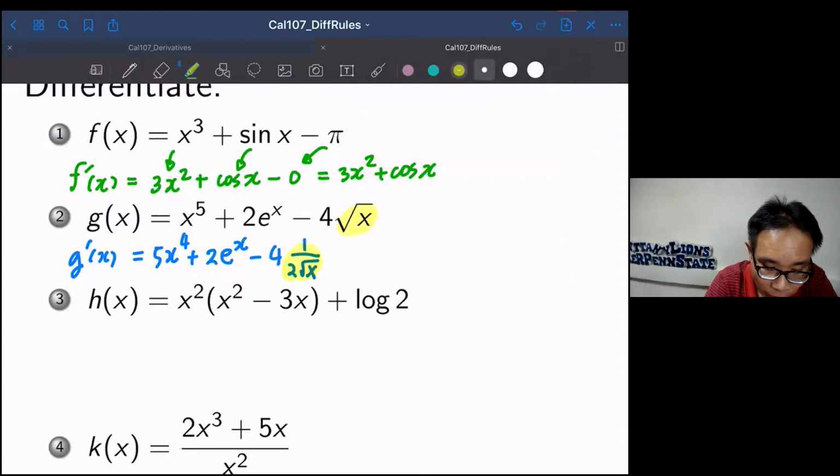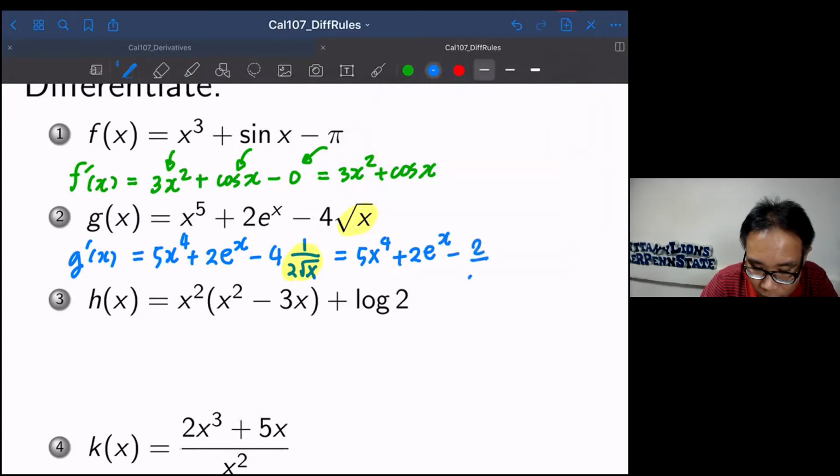Okay. So in this case, your final answer turned out to be 5x to the fourth plus 2e to the x minus 2 over root x.